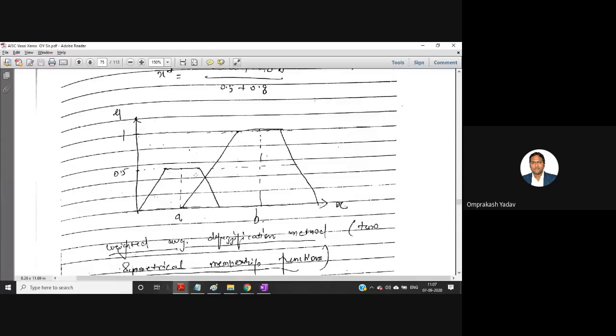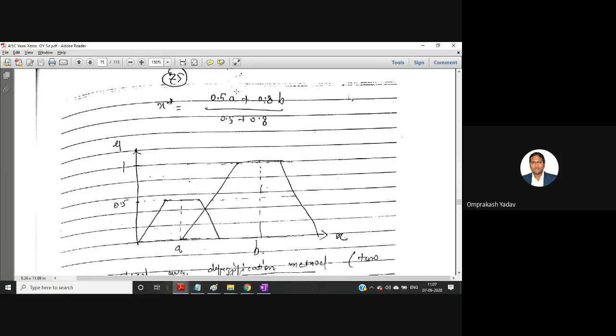Suppose this is the final graph given. The first one is this one. Just determine the middle point of that one. The middle point is A and the height is 0.5. So the formula will be 0.5 into A, the first part, plus this second graph. The middle point is B and its height is 0.8. So 0.8 height multiplied by that middle point. The summation of height multiplied by middle point, divided by both heights, 0.5 plus 0.8. In a similar way, determine for that one also.